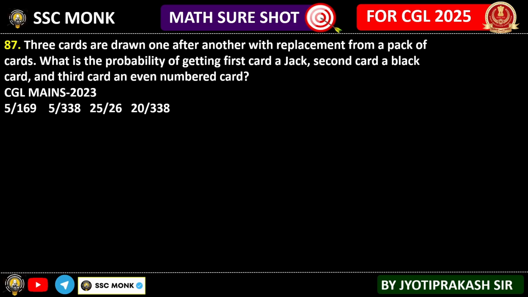Next, three cards are drawn one after another with replacement from a pack of cards. Not an issue. What is the probability of getting the first card a jack, second card black, third card an even numbered card? How many jacks are there? Four jacks are there. Out of 52 cards, then one card is gone. How many cards are left? 51. Okay, sorry, with replacement, that means the number of cards will remain the same.